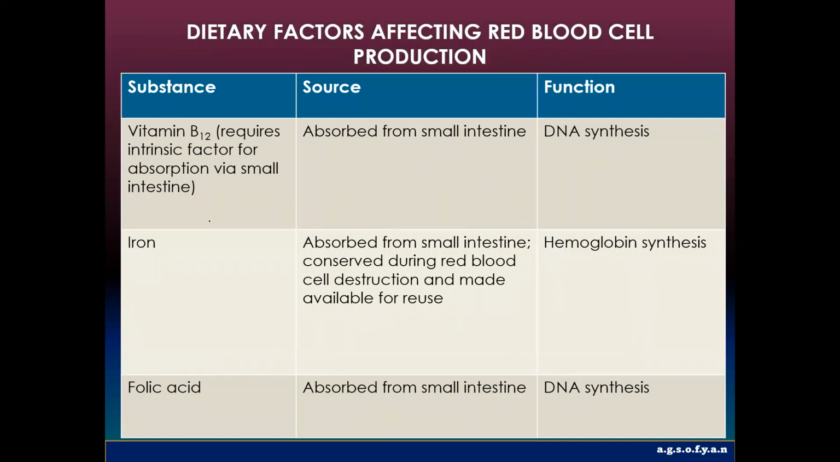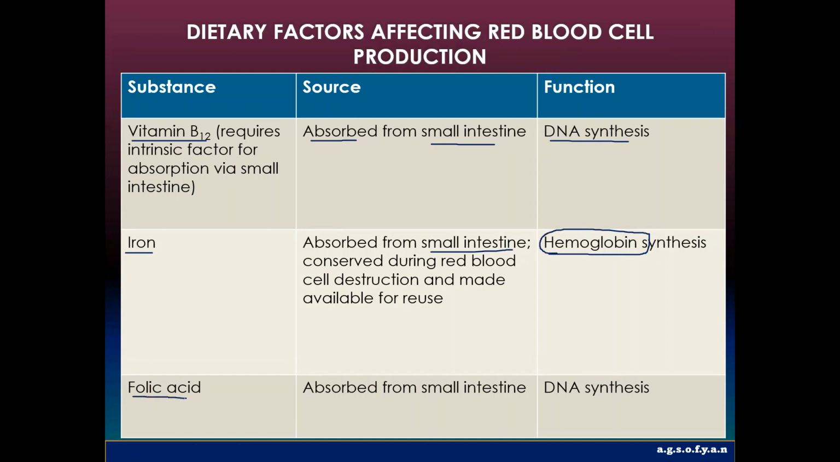As I mentioned before, there are several substances that are needed for red blood cell production. The first one is vitamin B12. This is required for DNA production in the red blood cell. Vitamin B12 is absorbed from the food that we eat in the small intestine, and its function is DNA synthesis. Iron is also absorbed from the small intestine, coming from our diet mostly, and this is used for hemoglobin synthesis.